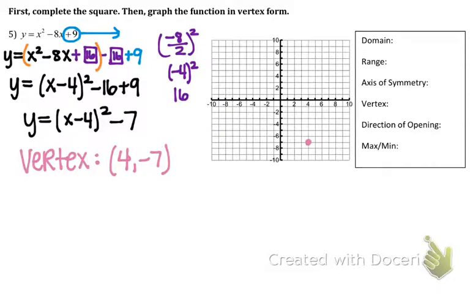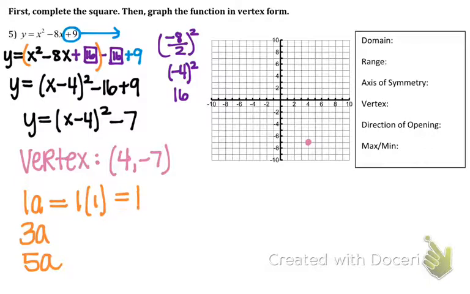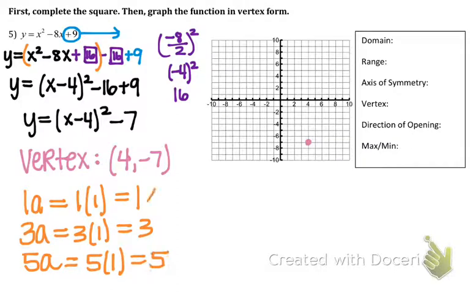Now for the remaining points on the graph, I'm going to use 1a, 3a, 5a. My a value is 1, so I have 1 times 1, which is equal to 1, 3 times 1, which is equal to 3, and 5 times 1, which is equal to 5. I've now created my slope over 1. So from my original point, I will go up 1 to the right 1 and to the left 1. From those new points, I'll go up 3 to the right 1 and left 1. And finally, up 5 to the right 1 and left 1. Connect those points to make your quadratic equation, or parabola, actually.